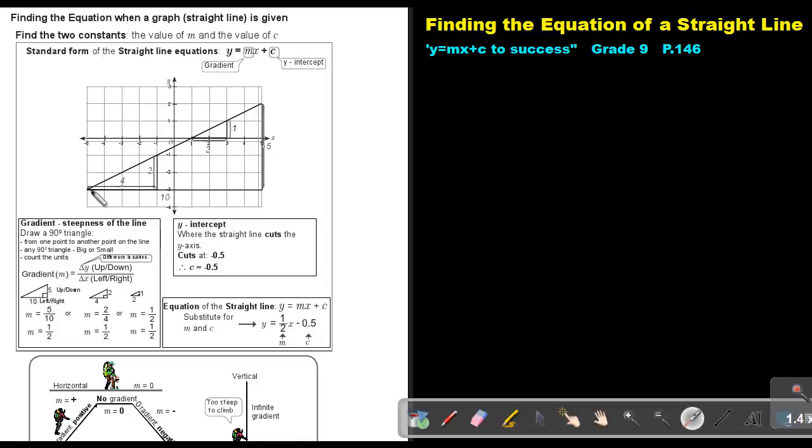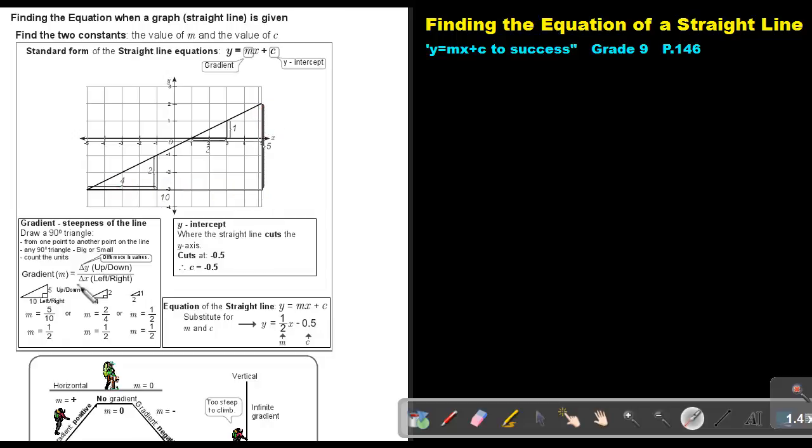Or there, and again a 90-degree triangle. So from one point to another point on the line, any 90-degree triangle. It can be this one, it can be this one, or it can be the big one. Then count the units, the gradient, delta y. If I look at this big triangle, this is the difference in y. This is delta y. And this is delta x.